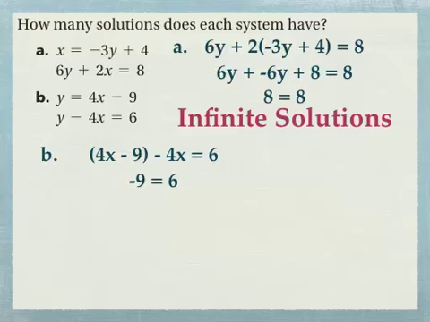Well, negative 9 equals 6 is not a true statement. It is a false statement, so there is no solution to the system in part B.